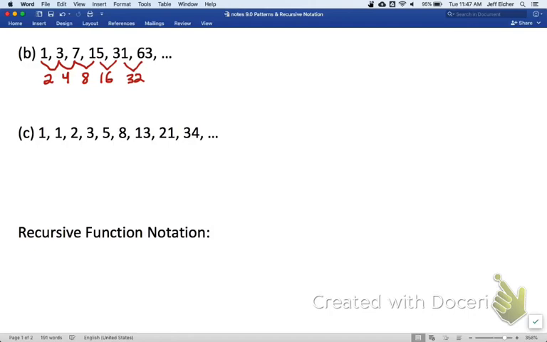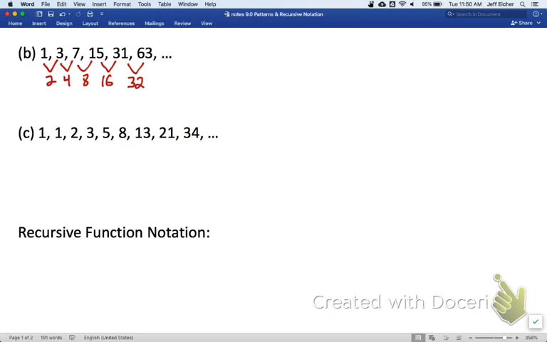So these numbers look familiar, don't they? 2, 4, 8, 16, 32. Those are numbers that if you have like 2 to the first, that would be 2. 2 squared, that would be 4. 2 to the third, that would be 8. 2 to the fourth, that's 16. 2 to the fifth is 32. So these are powers of 2. So let's figure out a way to write a recursive function for this.